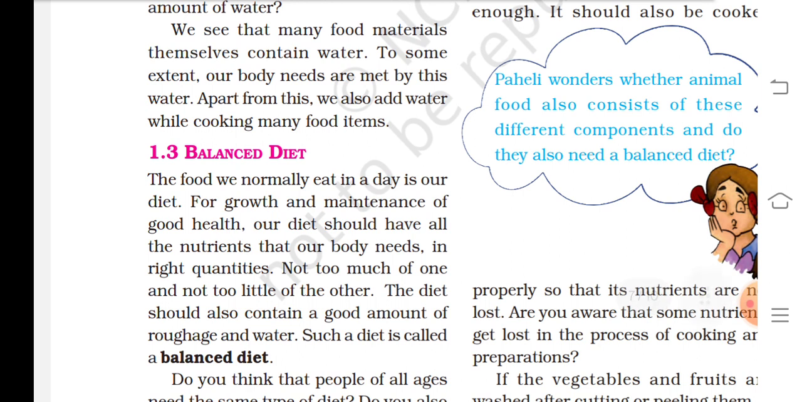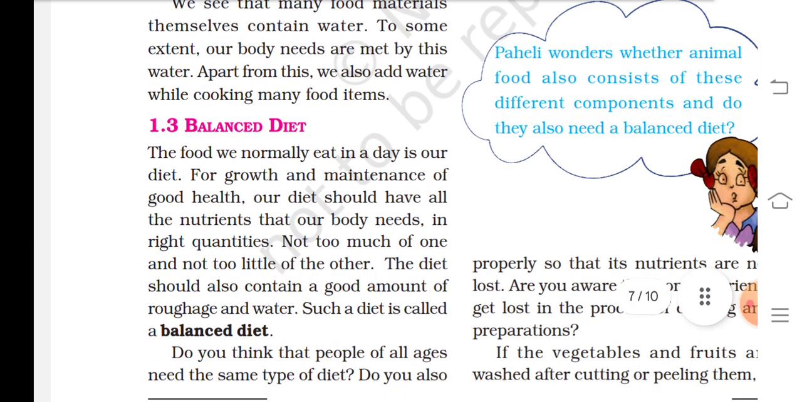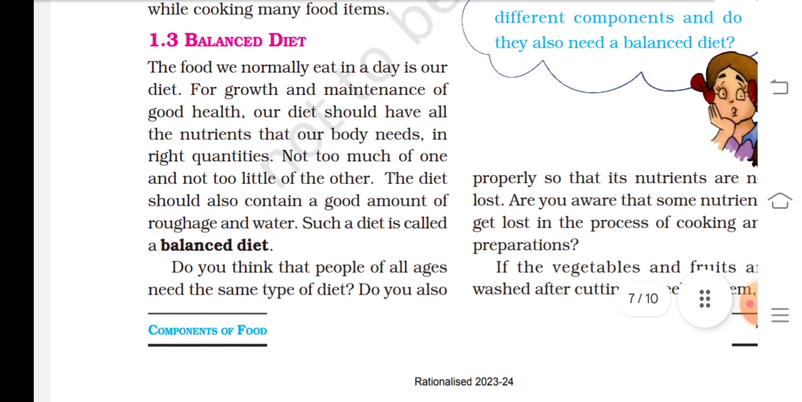We see that many food materials themselves contain water. To some extent, our body's needs are met by this water. Apart from this, we also add water while cooking many food items.